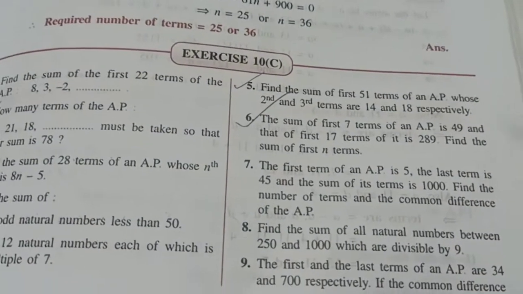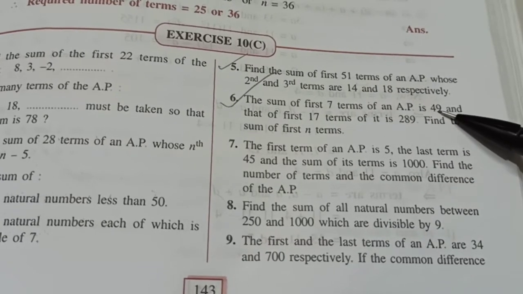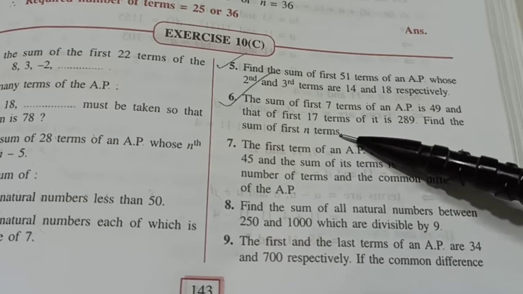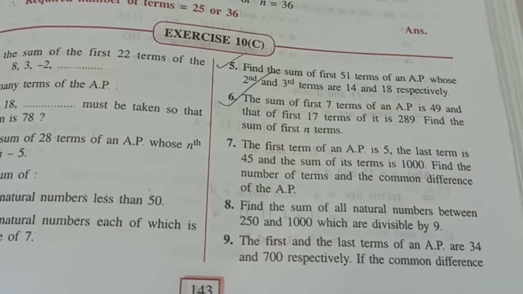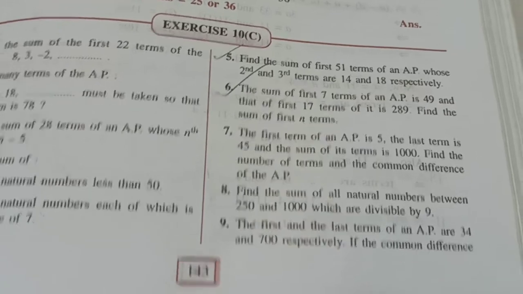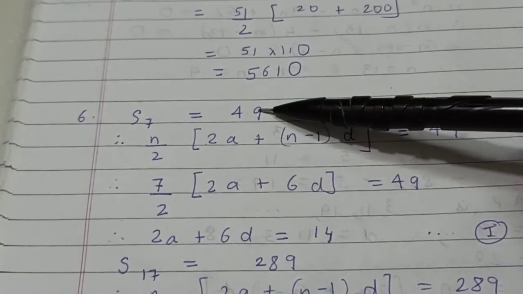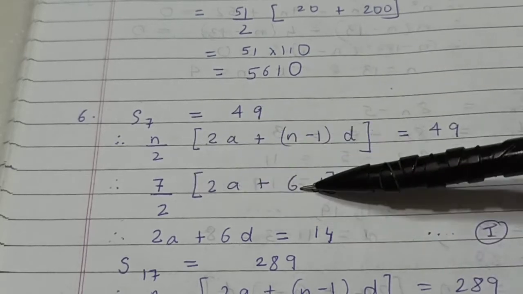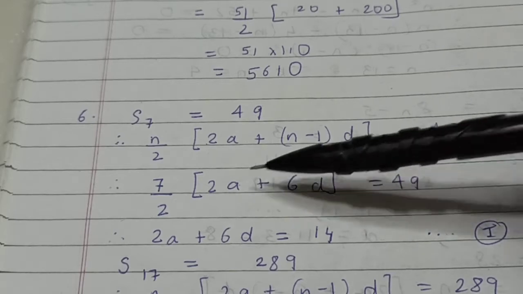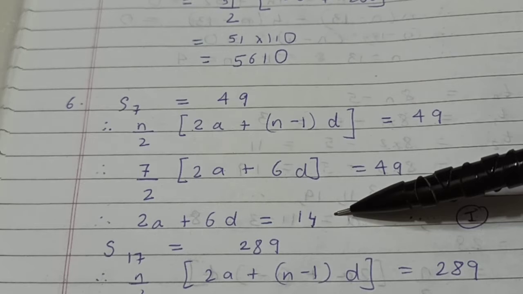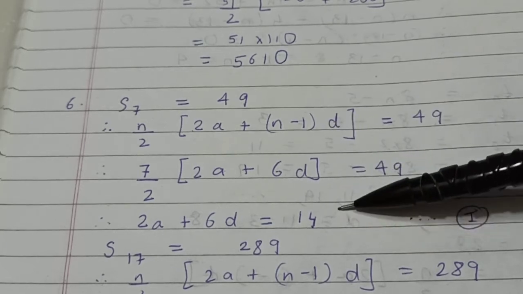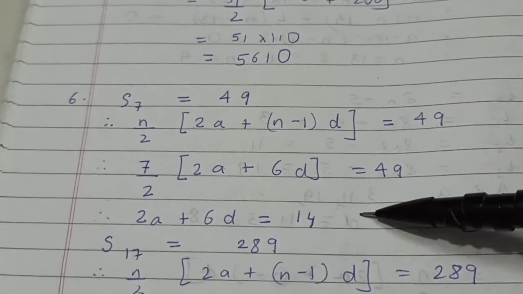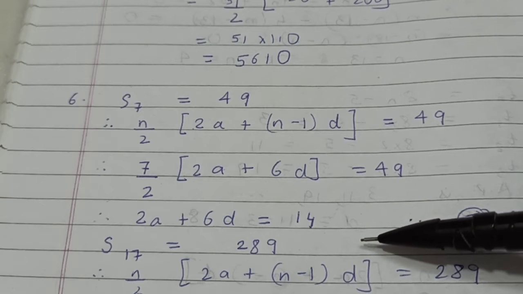Sixth sum. The sum of the first 7 terms is 49 and the sum of the first 17 terms is 289. Find the sum of the first n terms. So first let's try to find the value of a and d. Sum of 7 terms is 49. Use the usual formula. n's value is 7, so substitute that. We don't know the value of a and d, so we'll get a simultaneous equation. One of the simultaneous equations. The second one we'll get from the next piece of data. We can simplify this further, divide by 2, but I won't do it. I'll tell you why soon.